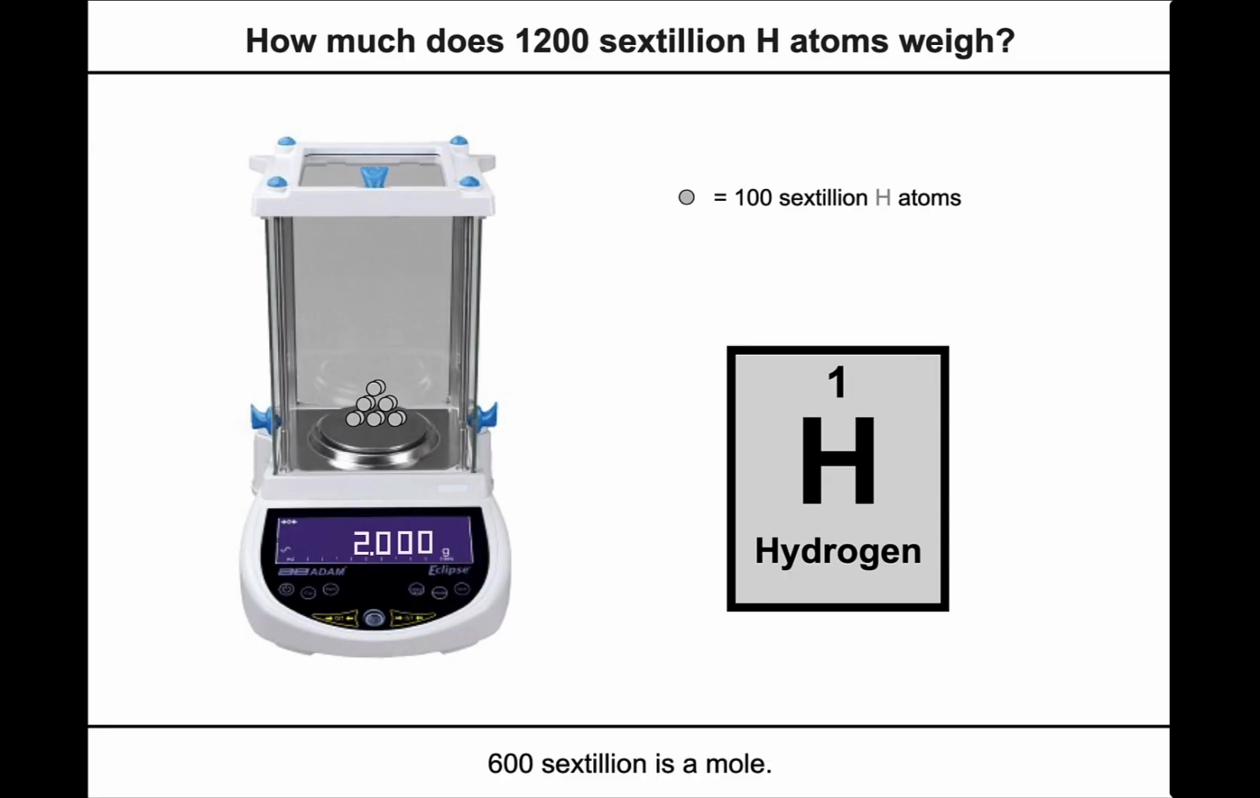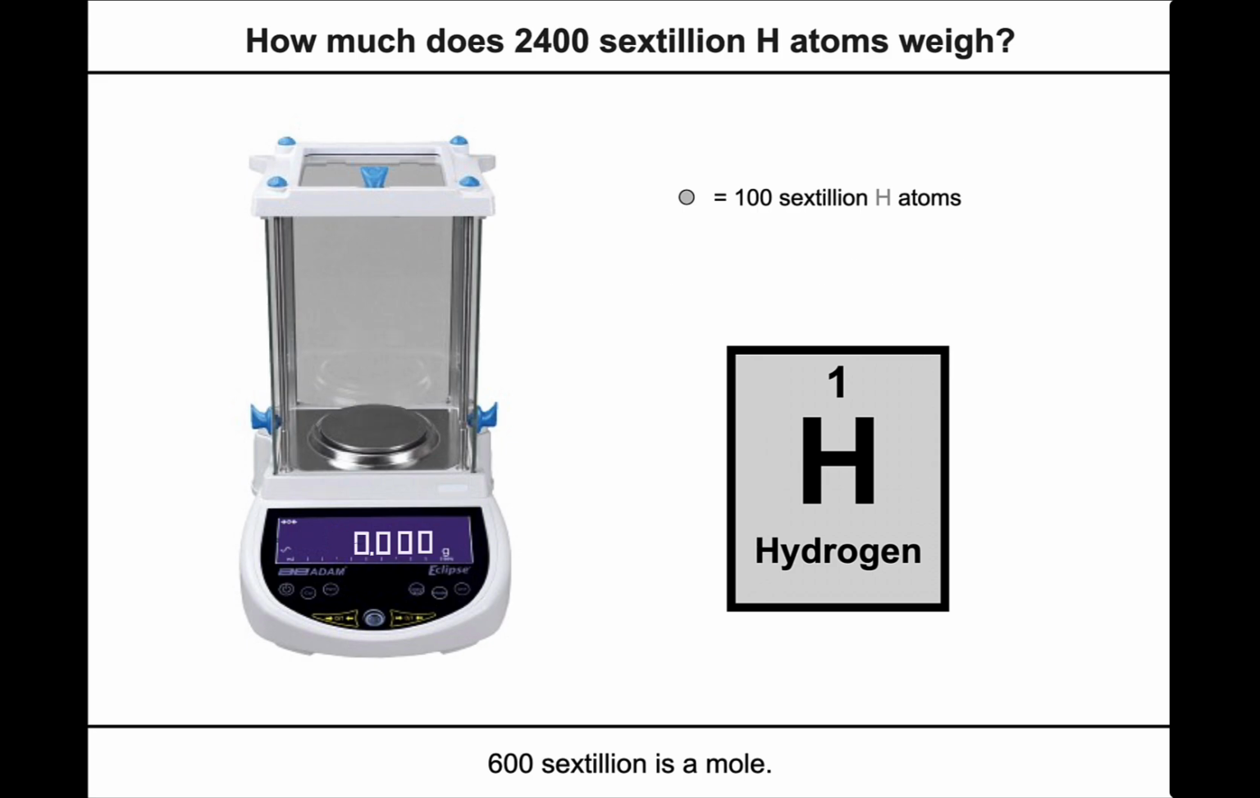Well, you guessed it. It should weigh 2 grams. We've weighed out twice as many hydrogen atoms, so it should weigh twice as much, not 1 gram, but 2 grams. So 1,200 sextillion hydrogen atoms weighs about 2 grams. We know that 600 sextillion is a mole, so how much is 1,200 sextillion? That's 2 moles. So you're looking at 2 moles of hydrogen weighs about 2 grams. 2 moles of hydrogen is 2 grams.